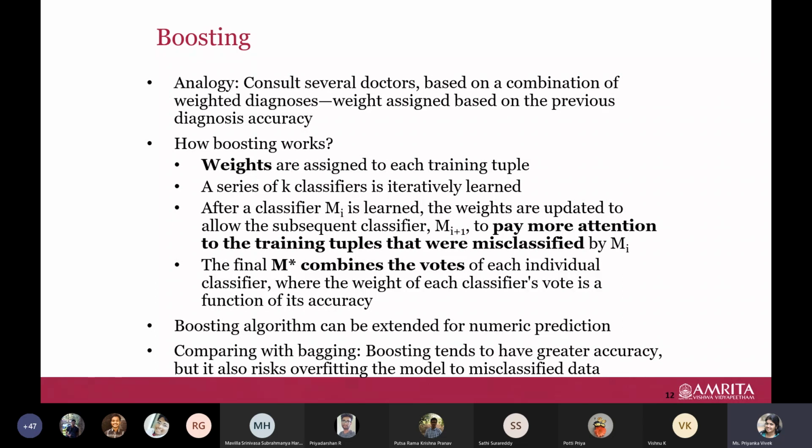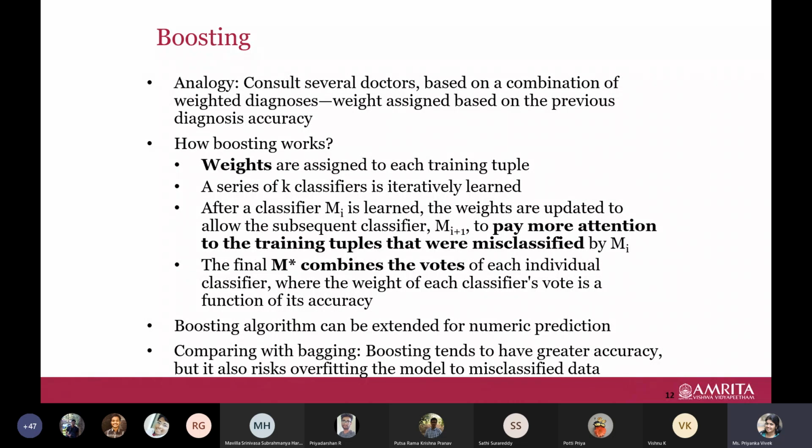Now, like this, it will happen for K iterations. So K iterations it happens. In each iteration there is a weight update for the training tuples. Finally, there is a combining of votes, plus there is a weight for each classifier based on accuracy. If the classifier is giving fewer errors, it will have more weightage on the prediction. So the classifier is given weightage, and the training instances are also given weight. That is how our boosting works.